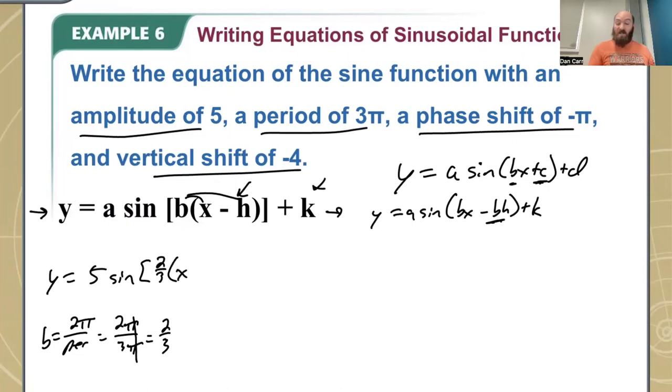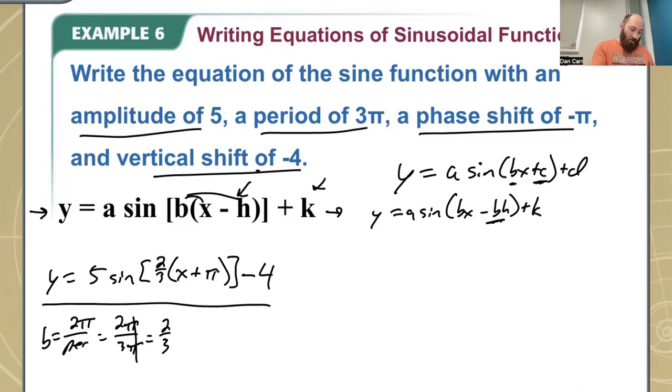Then my phase shift is negative pi. So that moves to the left, which means it's going to be a positive pi here when I do that minus h. And then we have plus k. So it's a vertical shift of negative 4. So I'll have minus 4 here. And that is it. I can actually just model it this way and be done.